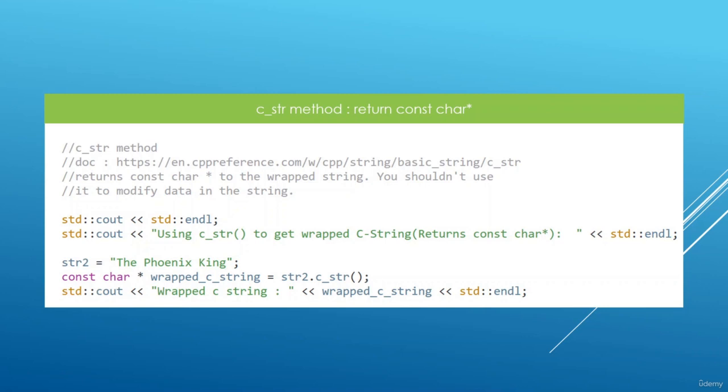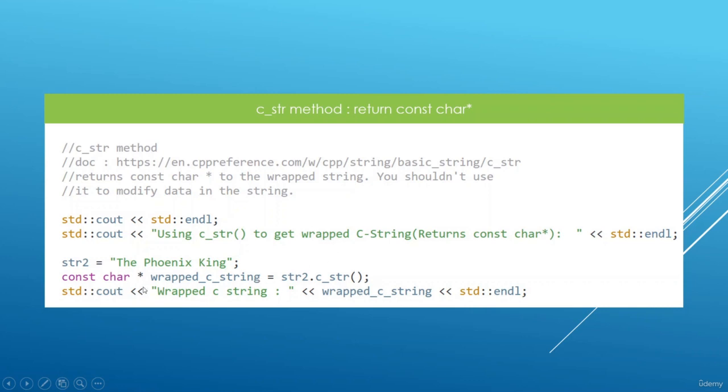But sometimes you want to get a pointer to the real character array that std::string is wrapping around. And we have two ways to do that. One is through the c_str behavior. Here you see our string, which is the Phoenix King. We can get access to a pointer to the underlying character array like this. We set up a const char pointer, we call it wrapped c_string, and we say str2 and call the c_str behavior here.